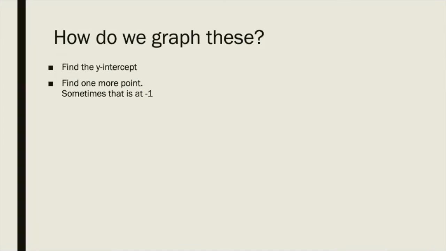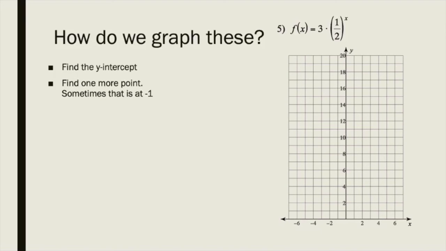We can graph these by finding the y-intercept and one more point. And sometimes the -1 is the best one. So let's do number 5. What's the y-intercept? 3. All right, for that one, what number do you want to plug in next? -1. If I plug a -1 in, that's going to make the reciprocal of that half be 2. And then I'll have 6.